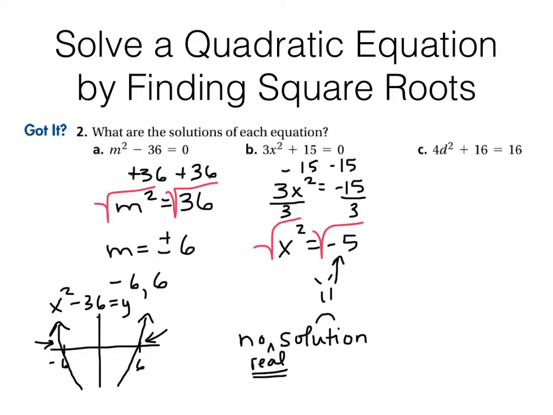If you were to look at the graph for it, so if you go up here and you change this 0 to a y instead and graph it, you'll see that it does not cross the x-axis. That parabola does not cross the x-axis.